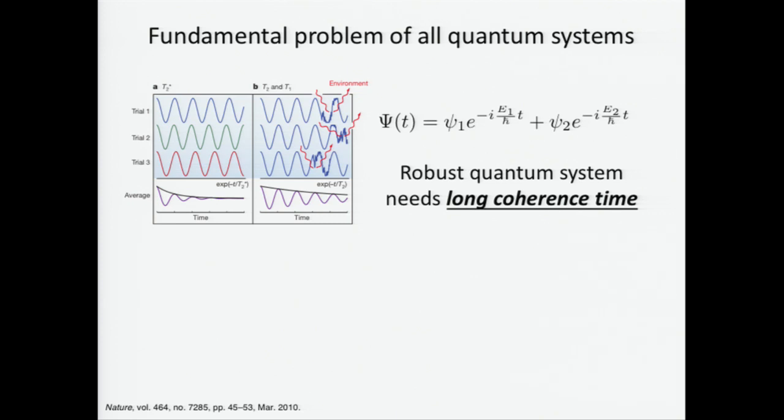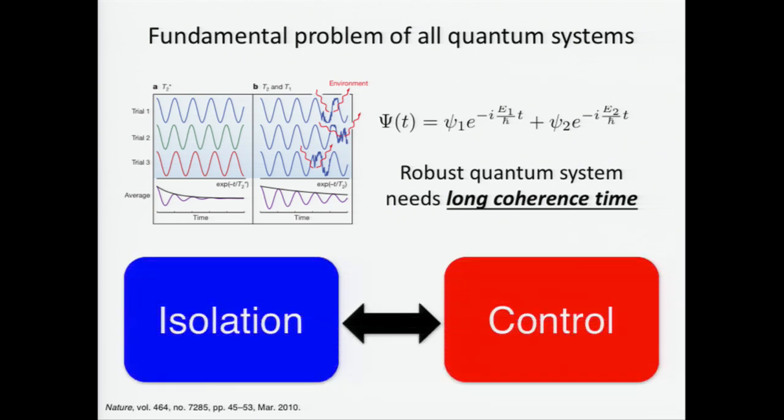So the challenge for all quantum systems is how long you can keep your coherence, how long you can keep your superposition alive. So the answer is isolation. You just detach it from the environment as much as possible, the best you can do.